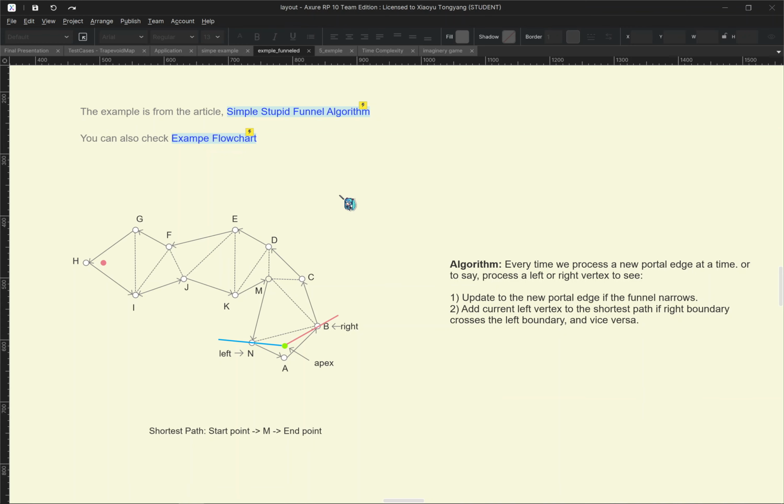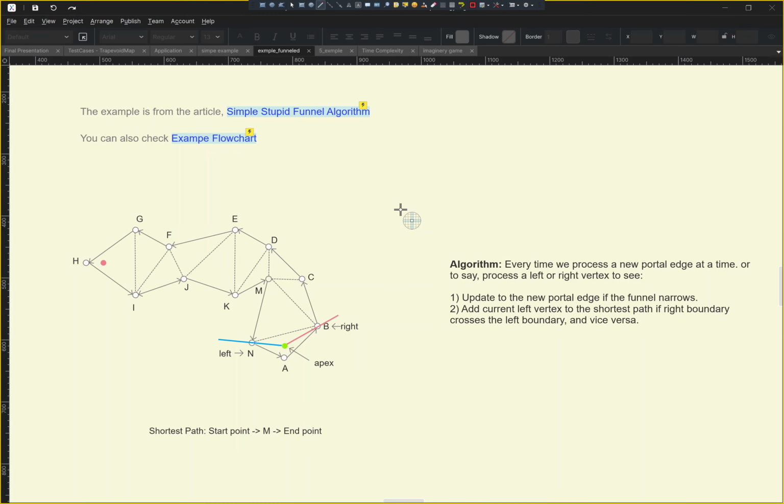In this video, I will talk about an example of the funnel algorithm to have an overall idea of the mechanism behind this algorithm. Notice this example is from the article Simple Stupid Funnel Algorithm, and you can check it out on my funnel project webpage. Also, I will publish all of these materials on the website, so you don't need to worry about it. Okay, let's talk about the example.